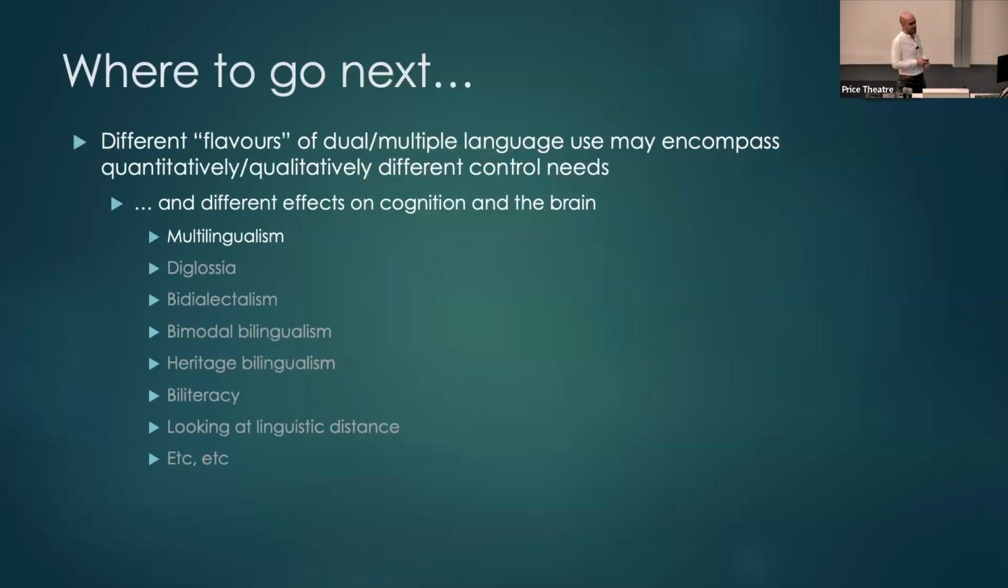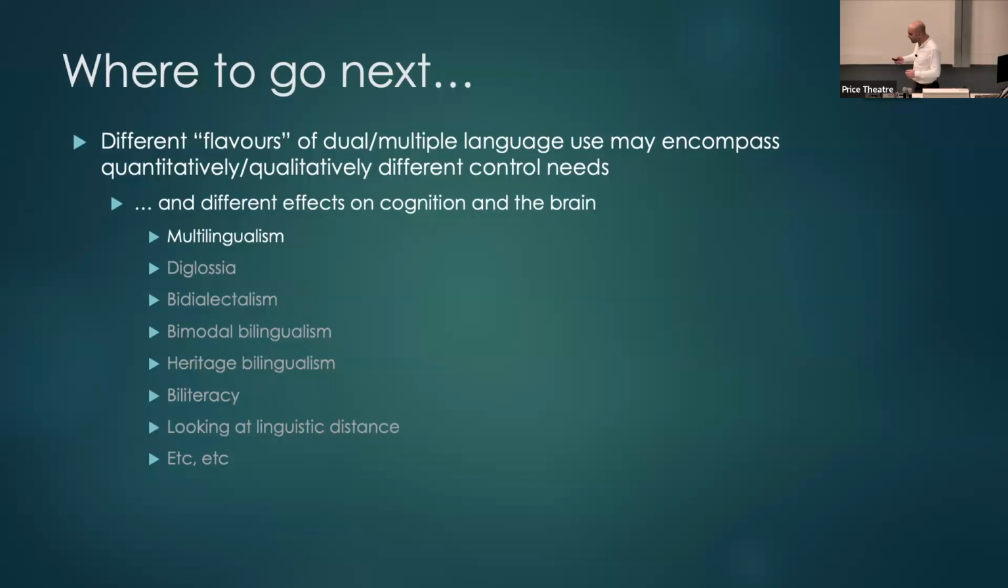Where to go next? Different flavors of dual or multiple language use may encompass qualitative differences or quantitative differences. And these differences may have different effects on cognition and the brain, right? So if I had all the money in the world, I would like to study multilingualism, diglossia, bidialectalism, bimodal bilingualism, heritage bilingualism, and so on. Where do you stop?